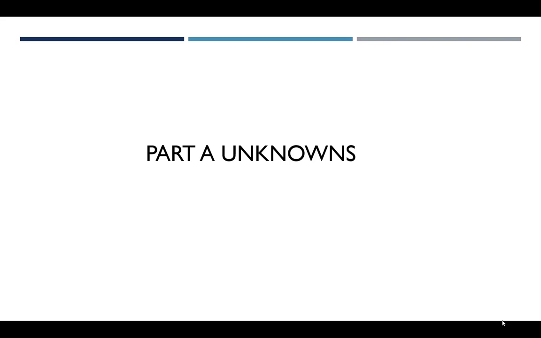We are now going to see the three unknowns for part A. So you'll want to label these in the boxes A, B, C from left to right. These unknowns are all taken from the video that you just saw.